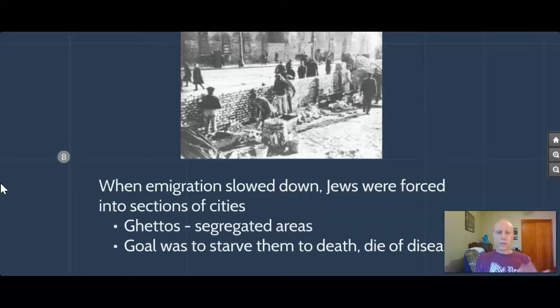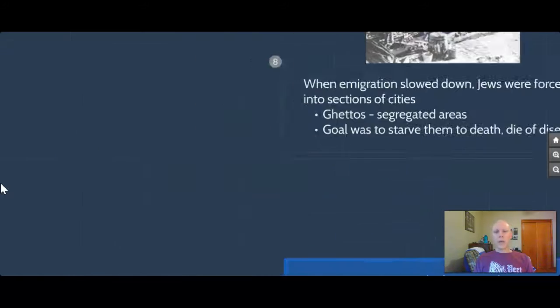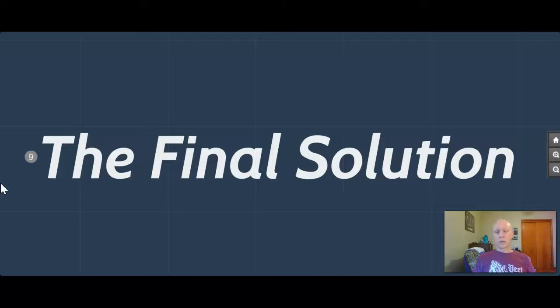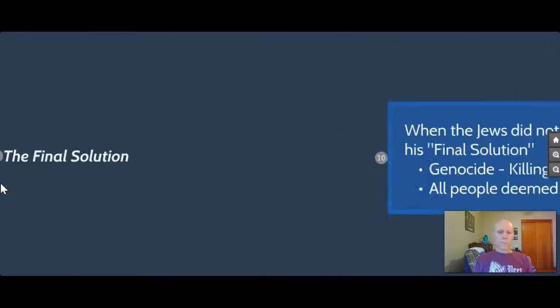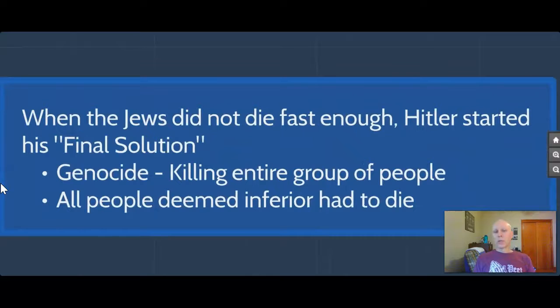One of the challenges to this, though, is that human beings have a tendency to be pretty good at surviving, and Jews did not die quickly enough in this type of environment. And with death not coming fast enough, Hitler and the Nazis will move on to what they refer to as the final solution. With the final solution, we basically see the phase begin where genocide is the order of the day. Genocide is a term that refers to the killing of an entire group of people. And so now the efforts with the Jews and others deemed inferior was to try to systematically kill them.